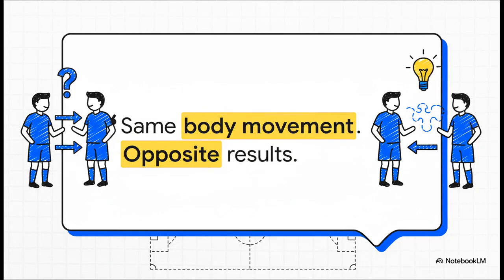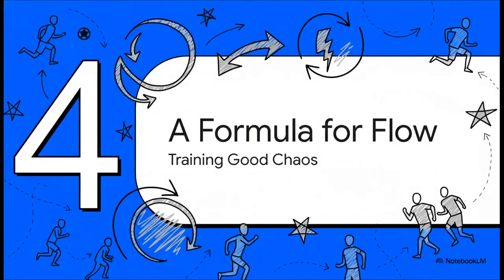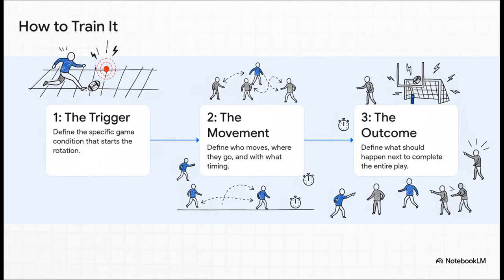The exact same physical action, two players swapping places, can produce polar opposite results. The difference isn't the movement itself, it's the shared understanding of what that movement means to the other 9 players on the field. So this brings us to the solution. How do the very best teams turn what looks like chaotic movement into a deadly strategic weapon? Well, it's not magic. It's actually a simple, trainable formula for creating what we can call good chaos. It really just breaks down into 3 simple steps.